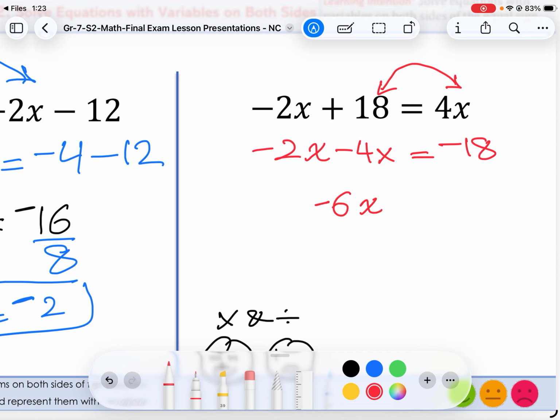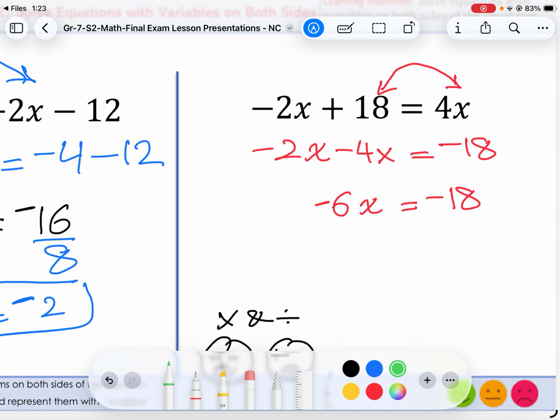And the sign will be negative, okay? Please be careful. It doesn't matter if you're adding and subtracting variables or numbers. You have to use the same rule. Same sign, add and keep, okay? On the other side, I have negative 18. I'm just going to bring it down. Now, your next third task is to isolate the variable to find the value of x alone.